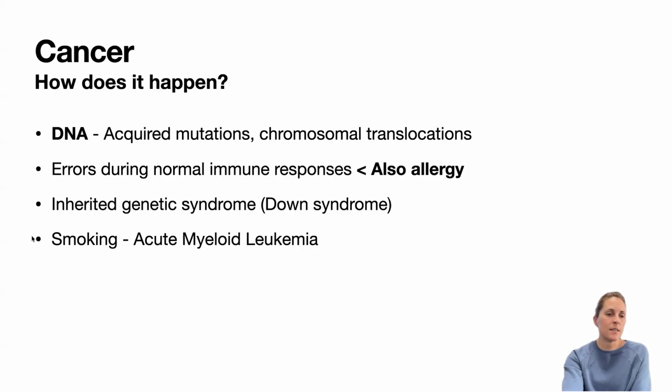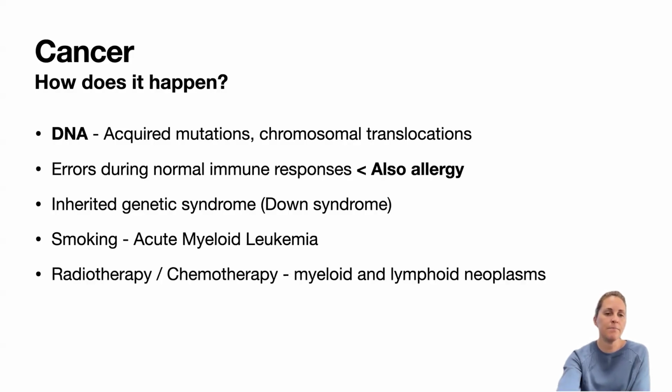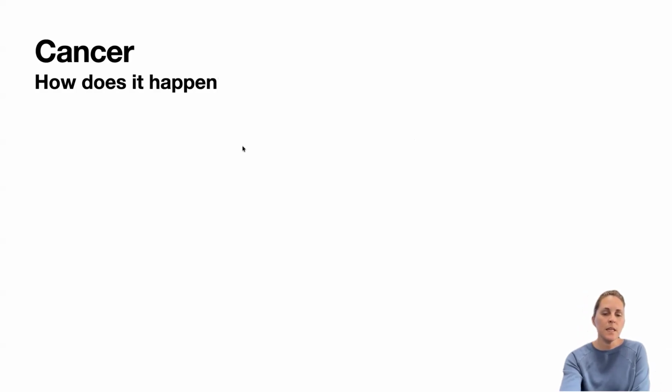Smoking can cause a lot of different cancers. One special one that is highly linked to smokers is acute myeloid leukemia. And then radiotherapy and chemotherapy. Actually, having received radiation or chemotherapy for an unrelated cancer sets you up for an increased risk of developing myeloid and lymphoid neoplasms.